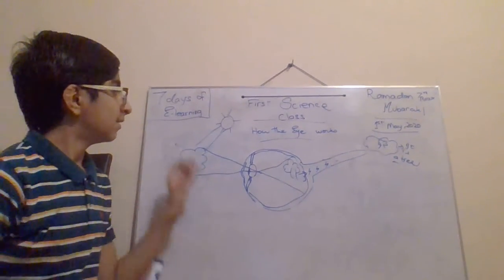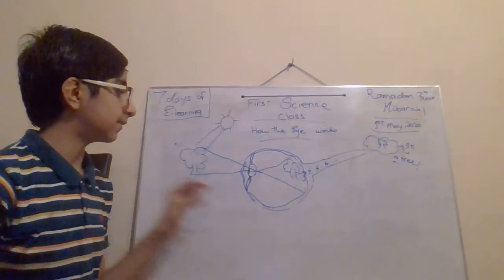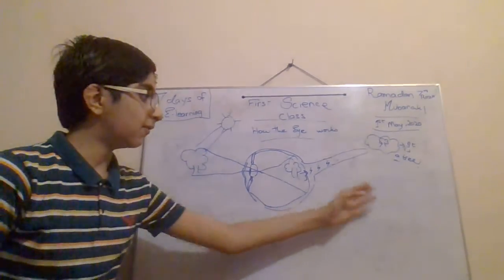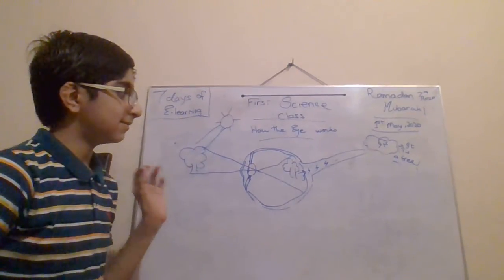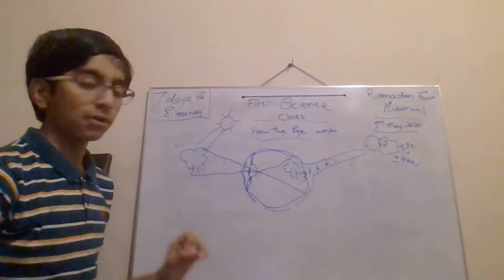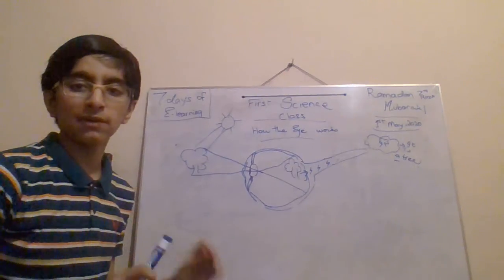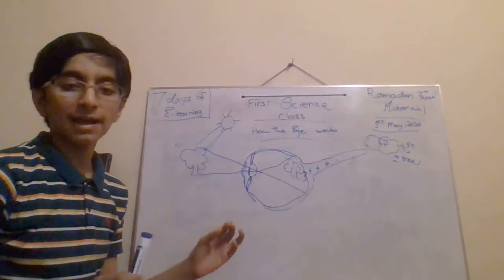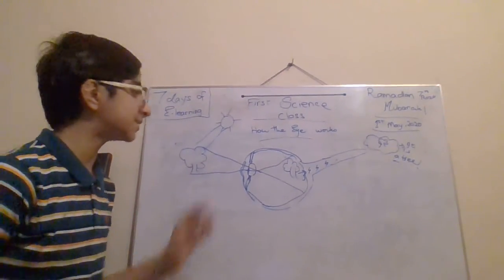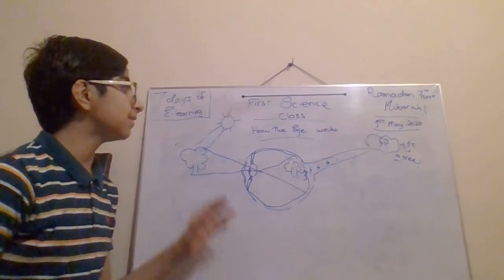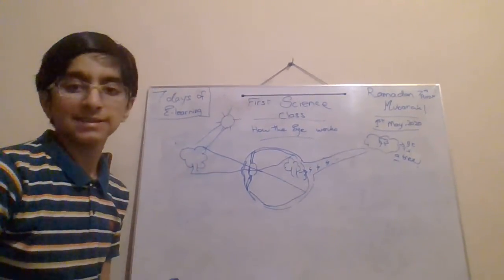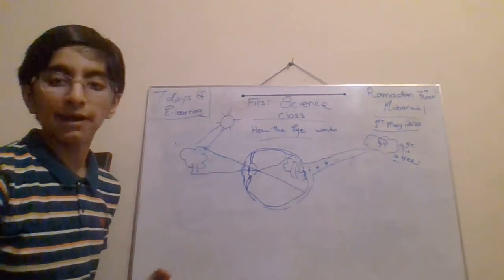So hope you have understood what I wanted to tell you. This is the working of the eye. Hope you have understood what I wanted to say today, and hope you will have increased your knowledge, and now you can easily do internal and external organs and how the eye works.